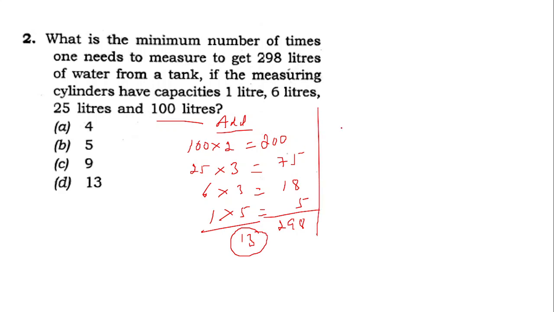Let us do the subtractive method. What happens in the subtractive method? We'll go to the maximum first. For 298, the closest one is 100. We can take 100 three times.